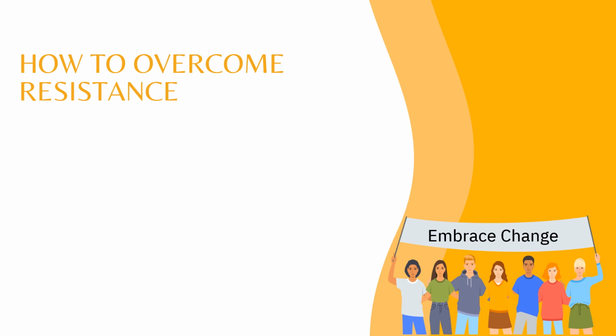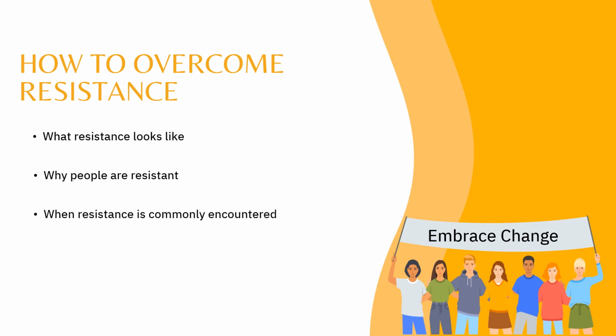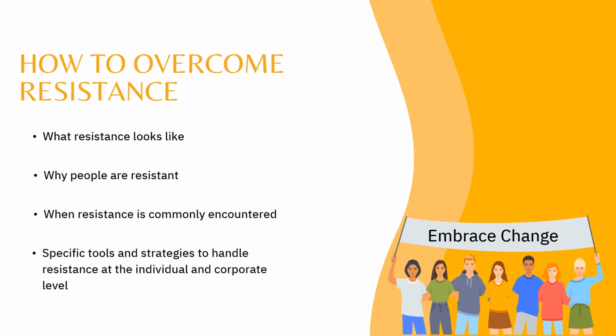The first module focuses on how to overcome resistance. In this module, we will look at what resistance looks like, why people are resistant, when resistance is commonly encountered, and specific tools and strategies to handle resistance at the individual and corporate level. This training will help to identify the various ways resistance shows itself and explain some of the reasons that it occurs in the first place, allowing for a more strategic approach on how to overcome it.